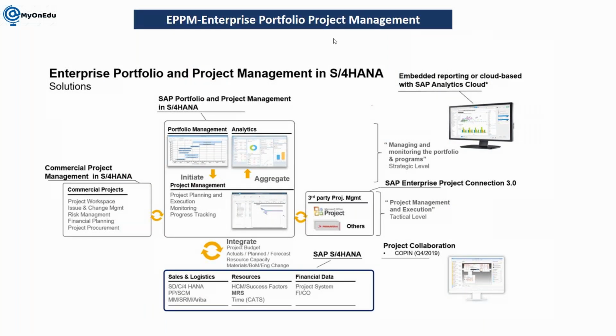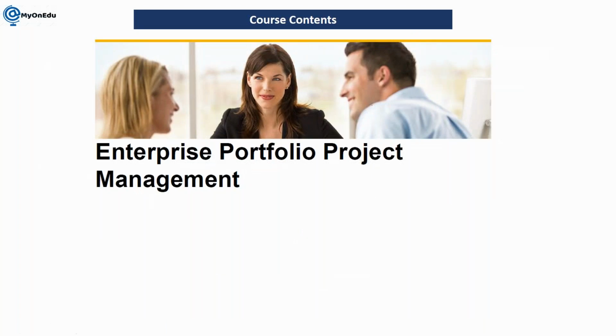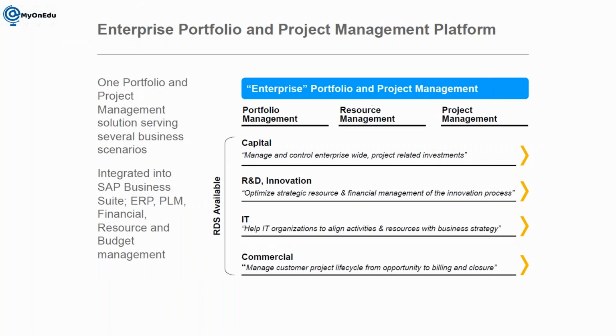Okay, so let us understand enterprise portfolio project management together. Here there are portfolio management, resource management, and project management. These are the three different things we understand in portfolio and project management. Resource management is also part of project management, and some areas come within portfolio management. These are the different organizations where we use this implementation, like capital, R&D, innovation, IT companies, and commercial.